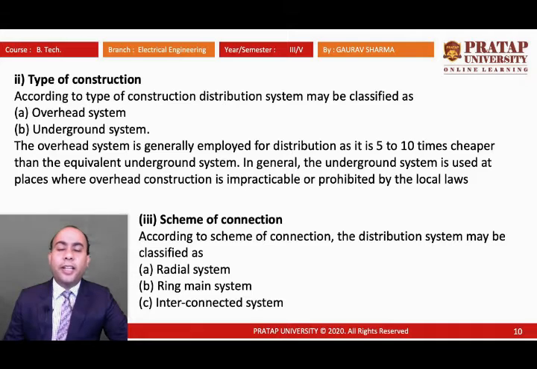Now, the second classification is the type of construction. According to the type of construction, it is classified as the overhead system and the underground system. When our power lines go overhead, we call it the overhead system, and if they go underground, we call it the underground system. And the third is the scheme of connection. As per the connection scheme, we classify them as the radial system, the ring main system, or the interconnector system.